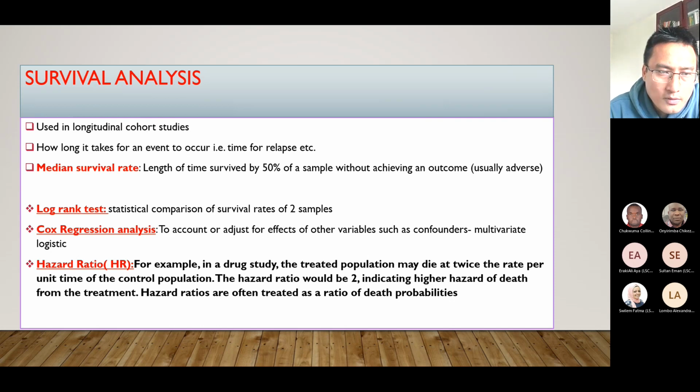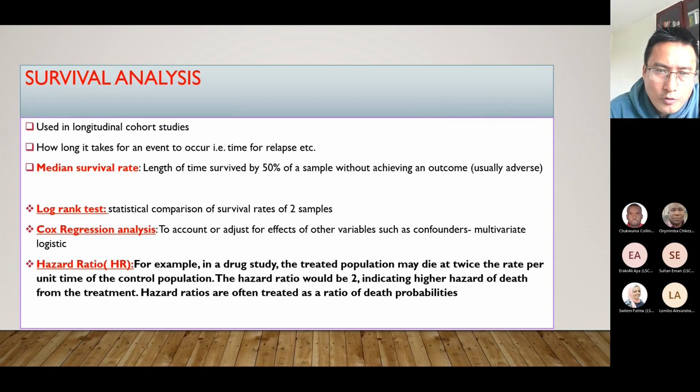Chika, did you ask me last time about these terms: log rank, Cox regression, hazard ratio? Okay, let us understand this one. These terms are used in survival analysis in the cohort study. If you are making a statistical comparison of the survival rates of two samples, I'll show you the graph and this will be much clearer. If you are just comparing two samples, A and B, it is called the log rank test, and it is used in survival analysis.